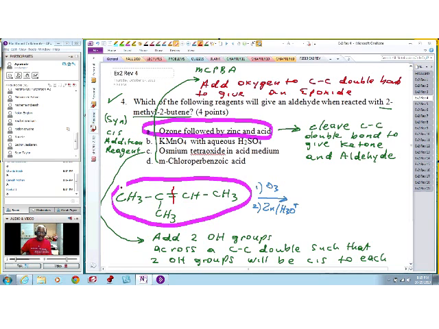and this carbon here, let me number the carbon. This is carbon 1, 2, 3, and 4. So carbon number 2 becomes the carbonyl of a ketone because it does not have a hydrogen attached to it. And carbon number 3 becomes the carbonyl of an aldehyde because it has a hydrogen attached to it. So therefore, you are going to get this.